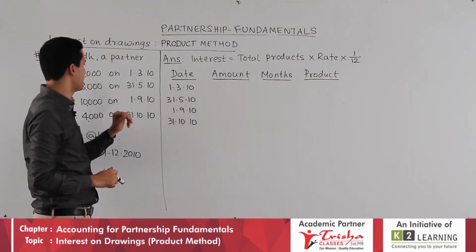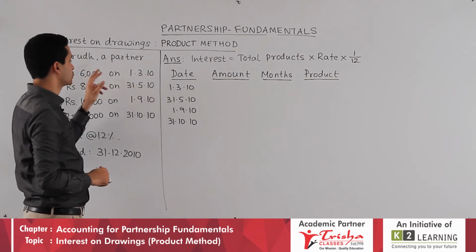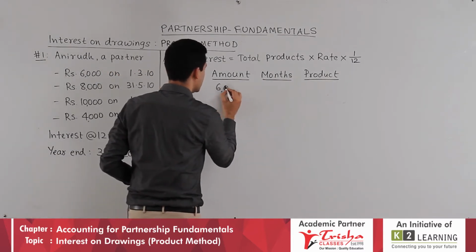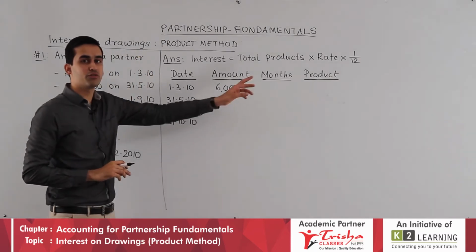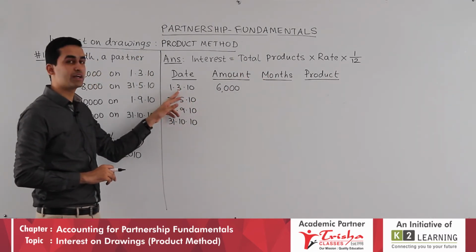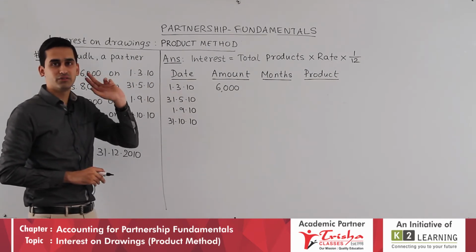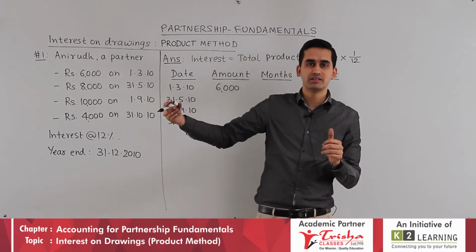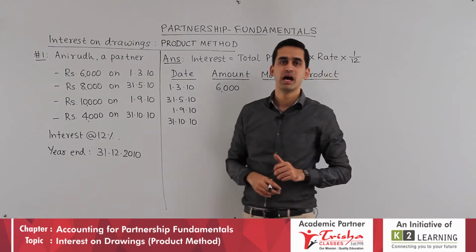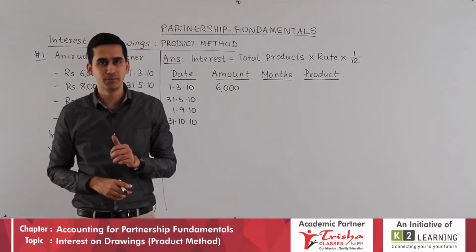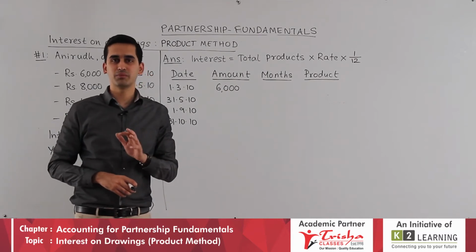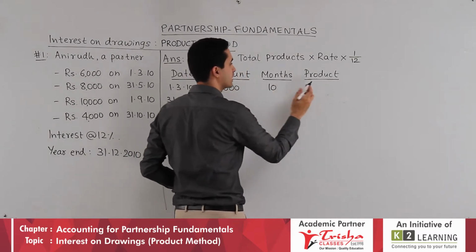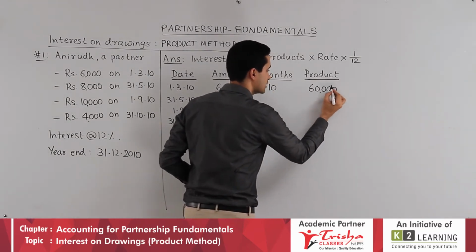Now first withdrawal happens on 1st March 2010, and the amount of withdrawal is 6,000. Now I have to calculate number of months that are there between the date of withdrawal and date of end of financial year. Now 1st March I have withdrawn and the last day of the financial year is 31st December. That means I have to start counting from March, April, May, June, July, August, September, October, November, December. I have 10 months, 6,000 into 10, product is 60,000.